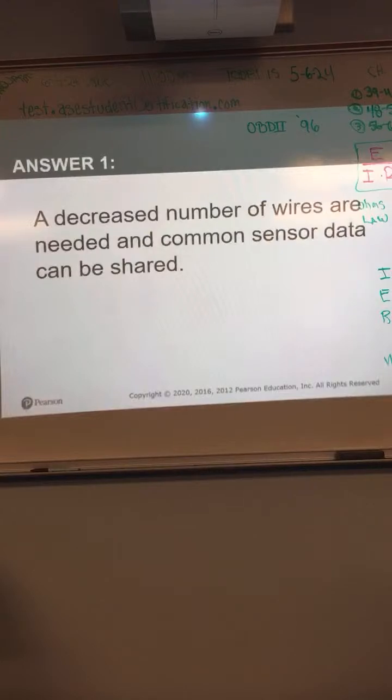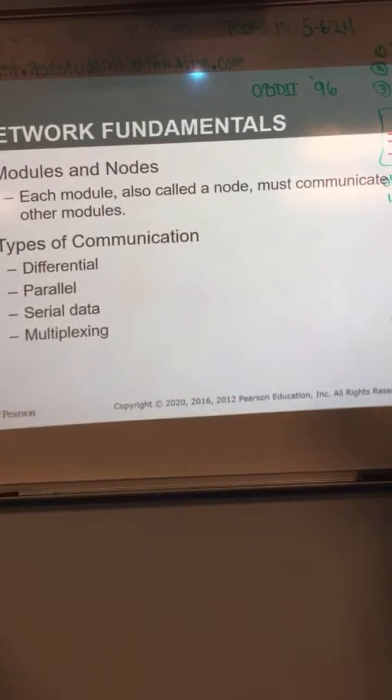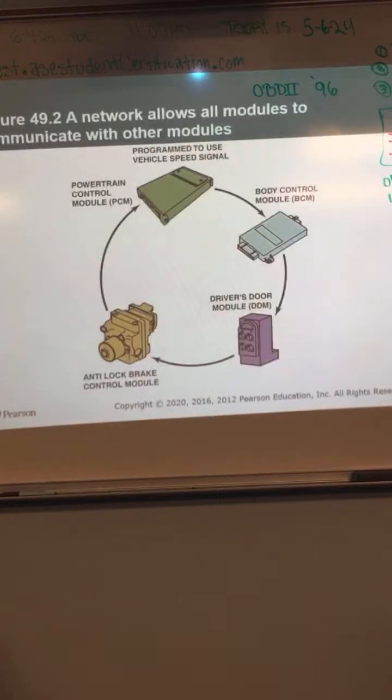Okay, we know what the advantages are, right? Common sensor data can be shared, not as many wires. There's going to be a node, okay? Each must be able to communicate with the other ones. Types of communication: parallel, multiplexing. There's going to be a question about multiplexing, which we'll get to. A network allows all the modules to communicate with each other, as you can see here.